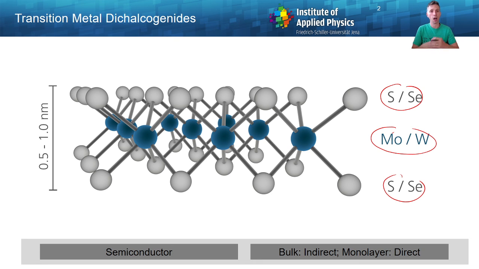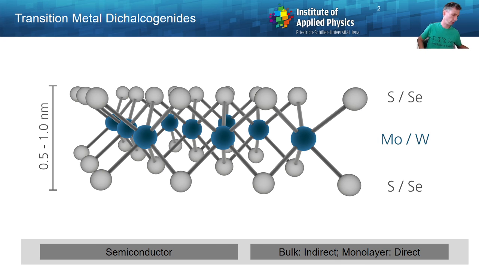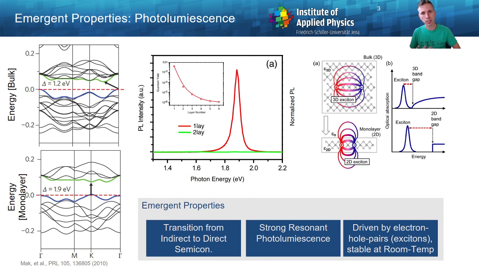These materials are direct semiconductors. As a bulk material, we have multiple of these layers stacked on top of each other. These are indirect semiconductors, so therefore for optical applications not so interesting. But as monolayers, they become direct semiconductors, and that's of course very interesting for optical applications because direct semiconductors have very strong light-matter interaction. And you can see this here on the left-hand side, where you see the band structure of the bulk, indirect, and of the monolayer, direct.